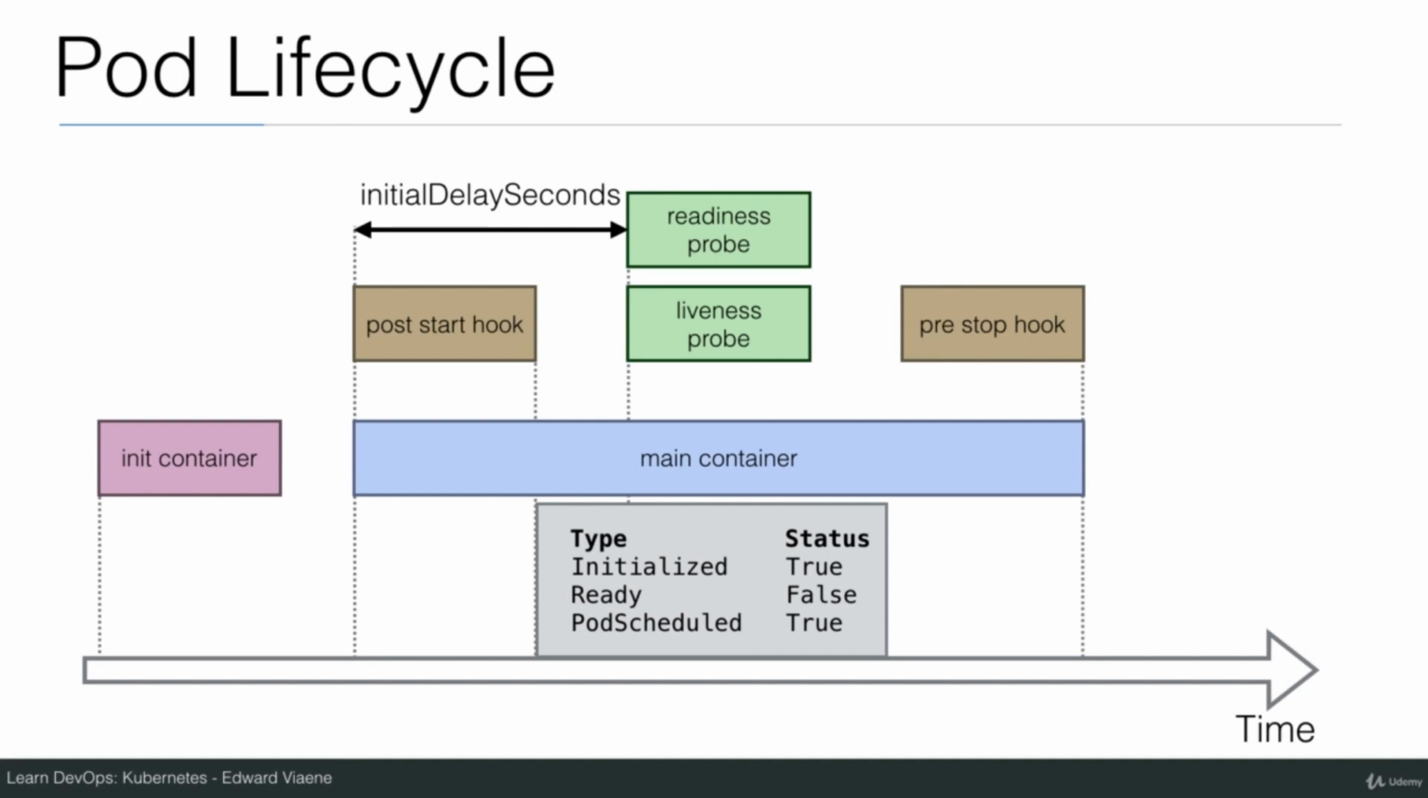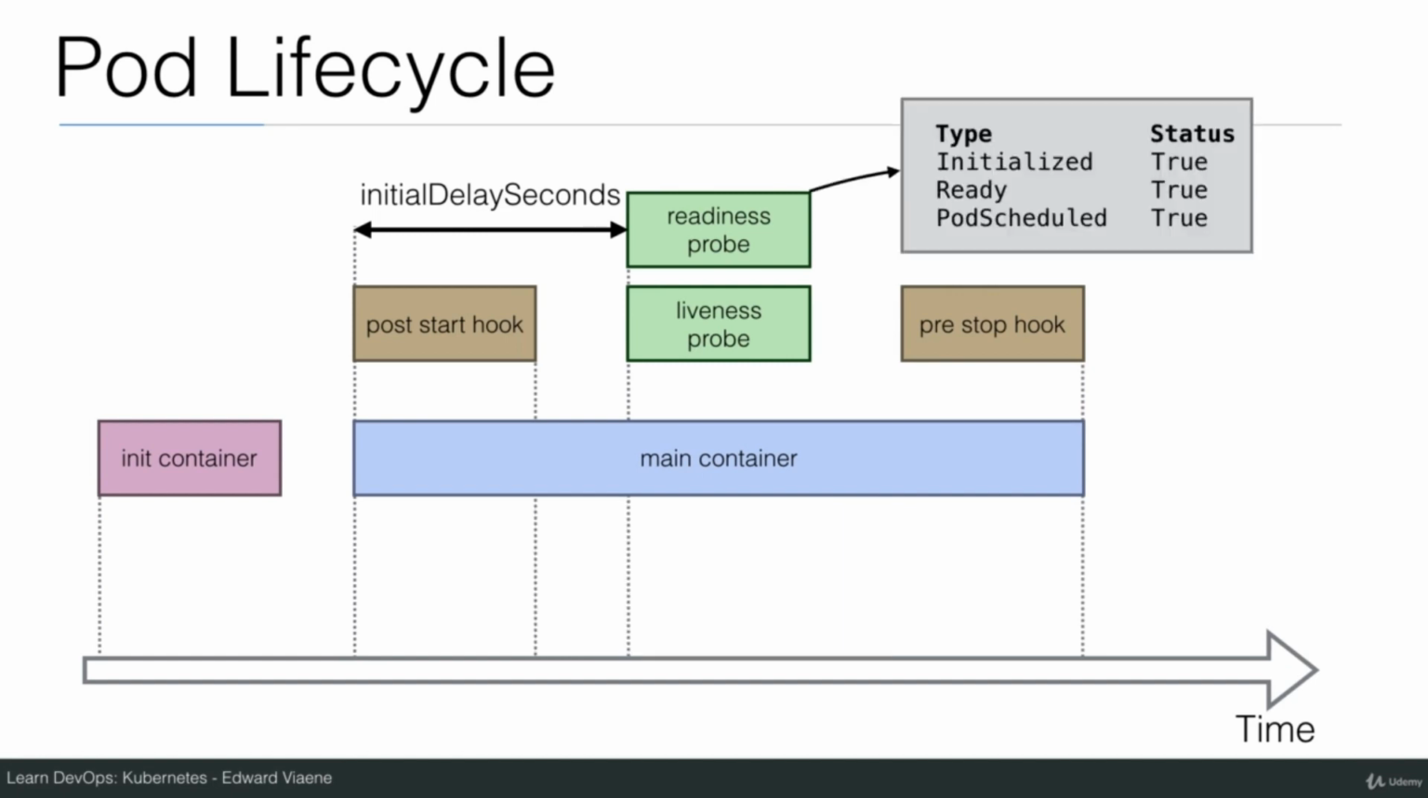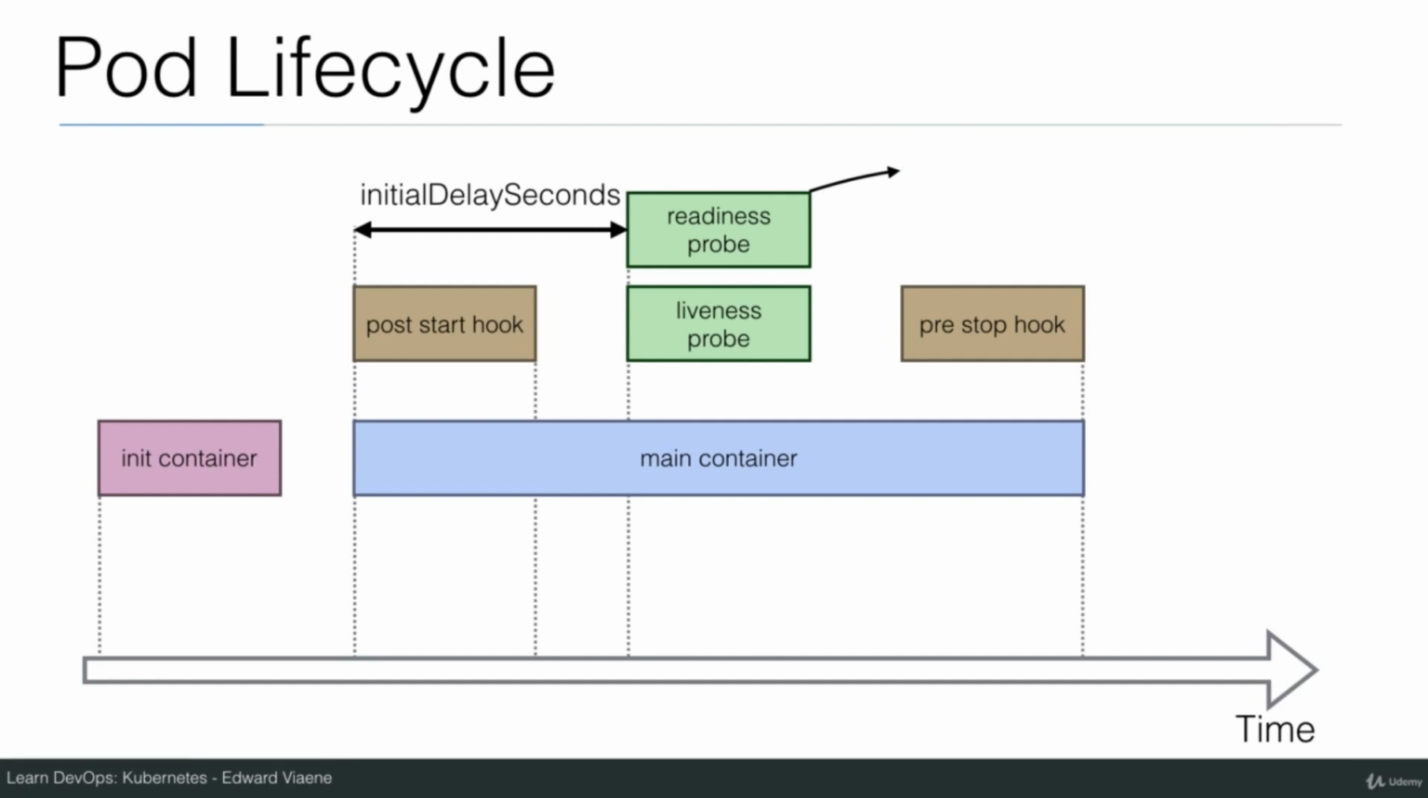The reason why it's not ready is because the readiness probe hasn't executed. So if we have a readiness probe, only after the readiness probe returns success, then we have initialized true, ready true, and then the pod is scheduled. And then the pod is live, it will be added to the service and traffic will be routed to this pod. In the next demo, I will launch a container that has all these elements in it so that you can see them being executed.